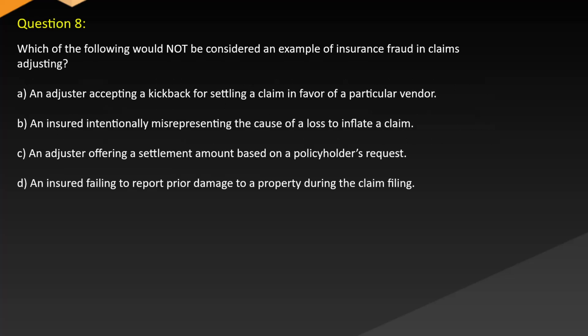Question 8. Which of the following would not be considered an example of insurance fraud in claims adjusting? A. An adjuster accepting a kickback for settling a claim in favor of a particular vendor. B. An insured intentionally misrepresenting the cause of a loss to inflate a claim. C. An adjuster offering a settlement amount based on a policyholder's request. D. An insured failing to report prior damage to a property during the claim filing.